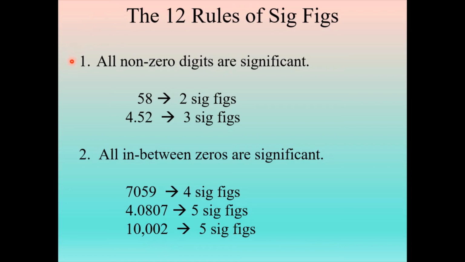So rule number 1 is that all non-zero digits are significant. For example, the number 58, well, both the 5 and the 8 are significant. So this number has 2 sig figs, or 2 significant figures.